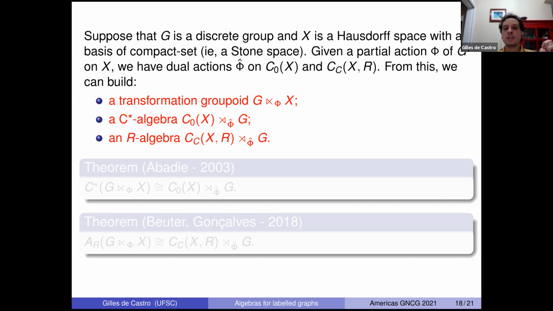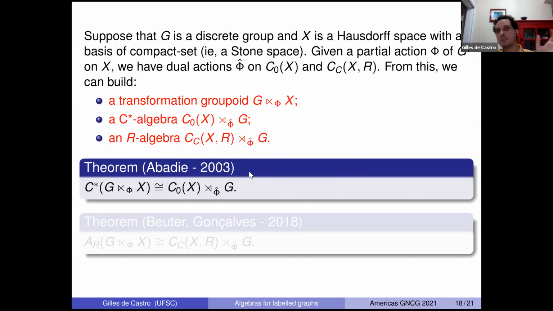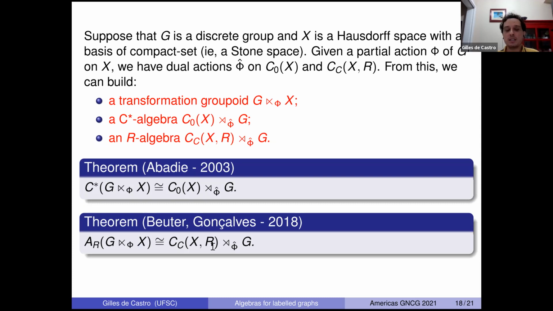And then there's a result by Abadie, which is much more general, which I'm showing here. It does not need to be discrete. It can be any topological group, it works as well. The C*-algebra of this transformation groupoid is isomorphic to this partial crossed product. And then more recently, I think it was the PhD work of Fabiano Goethe, they showed that the same holds for the Steinberg algebra. So the Steinberg algebra of the transformation groupoid is the algebraic partial crossed product.